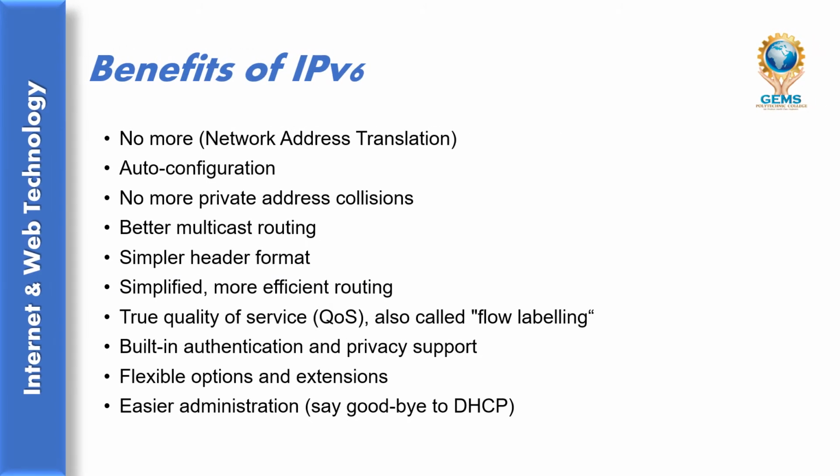Now we will see the benefits of IPv6. There is no network address translation, and auto configuration is available, and no more private address collisions, better multi-host routing, a simple header format, and simplified, more efficient routing. It also has true quality of service, also called flow labeling, built-in authentication and privacy support, flexible options and extensions, and easier administration. There is no need to use Dynamic Host Configuration Protocol.